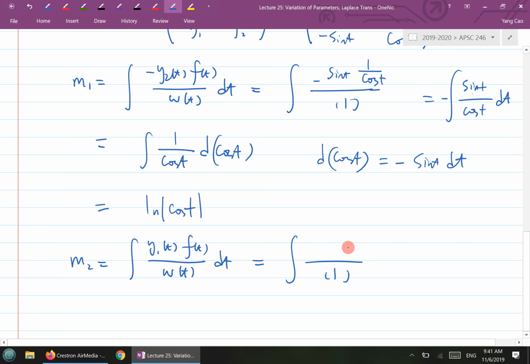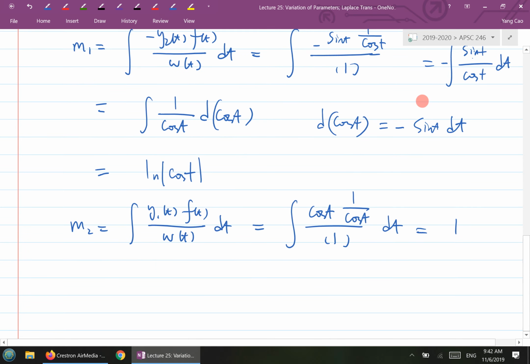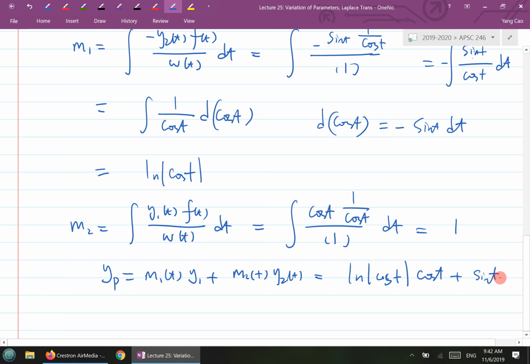One at the bottom. Y1 is cosine, and f of t is 1 over cosine. That's even better. So everything cancelled, and you end up with just 1. Okay. So once you get this, you plug it back into yp, m1 y1 plus m2 y2. Overall it is ln cosine t times y1, cosine t, plus t times sine t. So that's your yp.